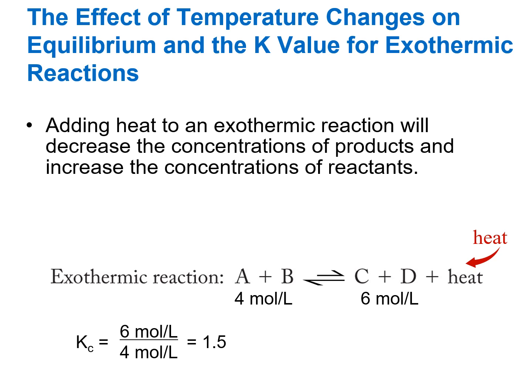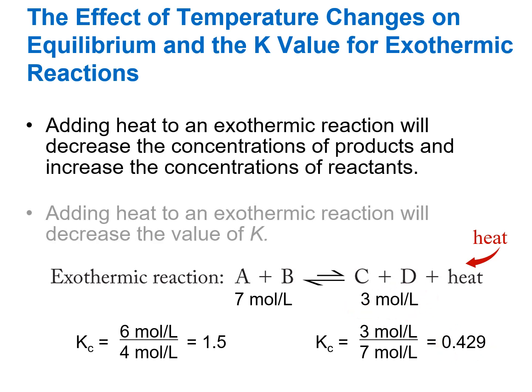So let's assign some new numbers after having added the heat. Let's say that we used up 3 moles of our product, leaving us with 3 moles, and those 3 moles went over to our reactant. So now we have 7 moles of reactant. If we calculate a new equilibrium constant, we're going to see something very different. Now we're going to see that the equilibrium constant went down quite a bit because of the loss of the products. So from this we can then conclude that by adding heat to an exothermic reaction, it's going to decrease the value of K as a result of having lost some of the product and having seen a gain in the concentration of the reactants.